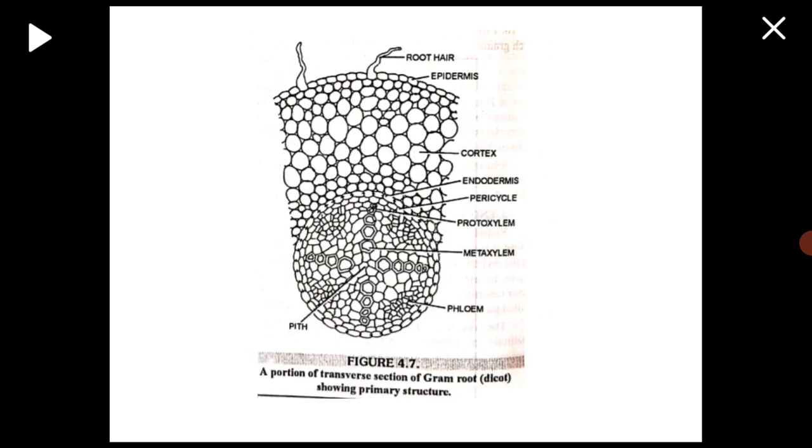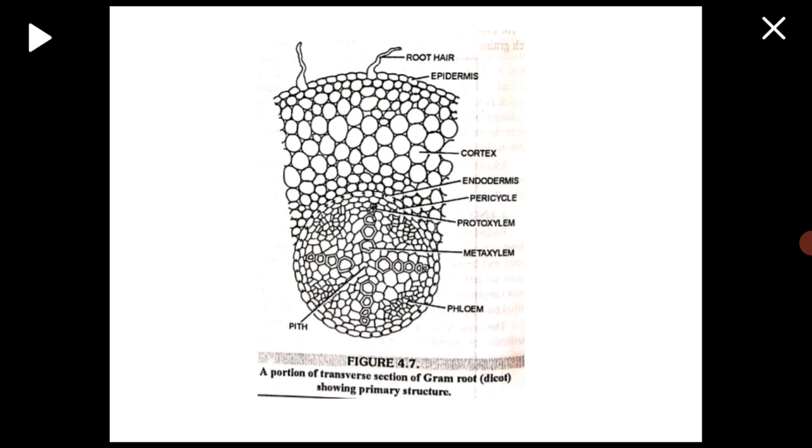Next, that is the vascular cylinder or vascular tissue. The vascular system of roots consists of alternating xylem and phloem strands. This is the xylem strands, and these are the phloem strands, which form the typical radial arrangement of the vascular system. The xylem and phloem strands are separated by parenchymatous conjunctive tissue.